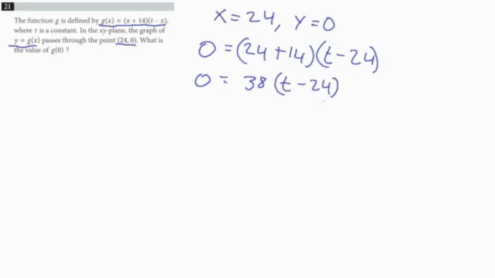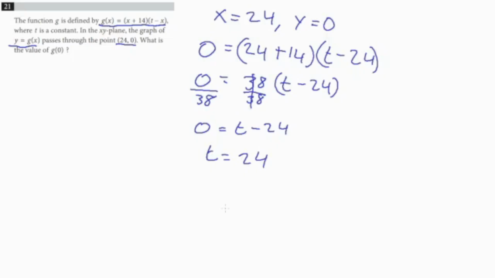You could distribute the 38 in and then solve for t, like a linear equation. But here's a little shortcut you can do. When you have a number multiplying a parentheses like this, you can just divide it out, the inverse operation. So you can divide this 38 out on both sides. It'll cancel out here. 0 divided by 38 is still 0. So then you're left with t minus 24 equals 0. Add the 24 over, then you're left with t equals 24.